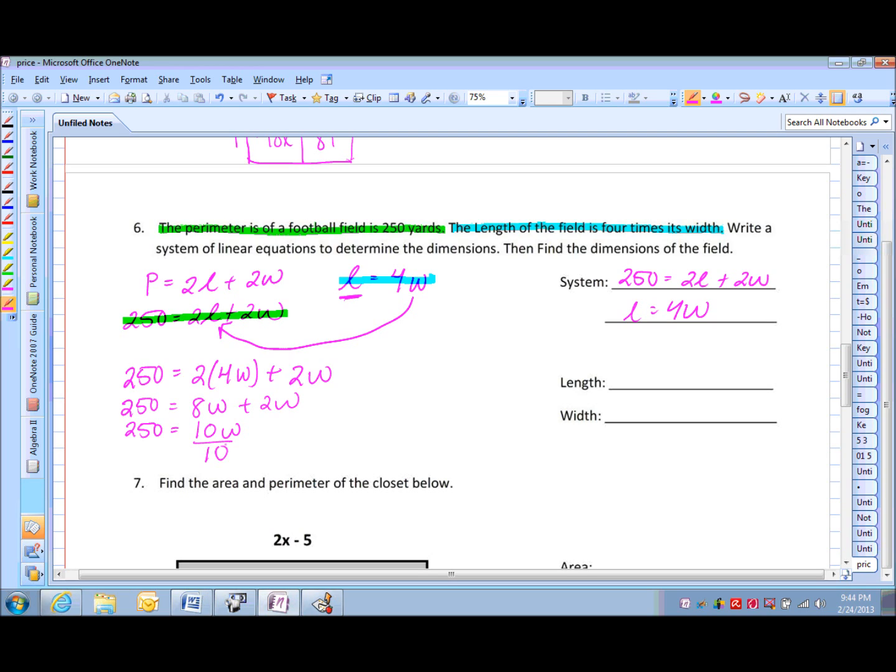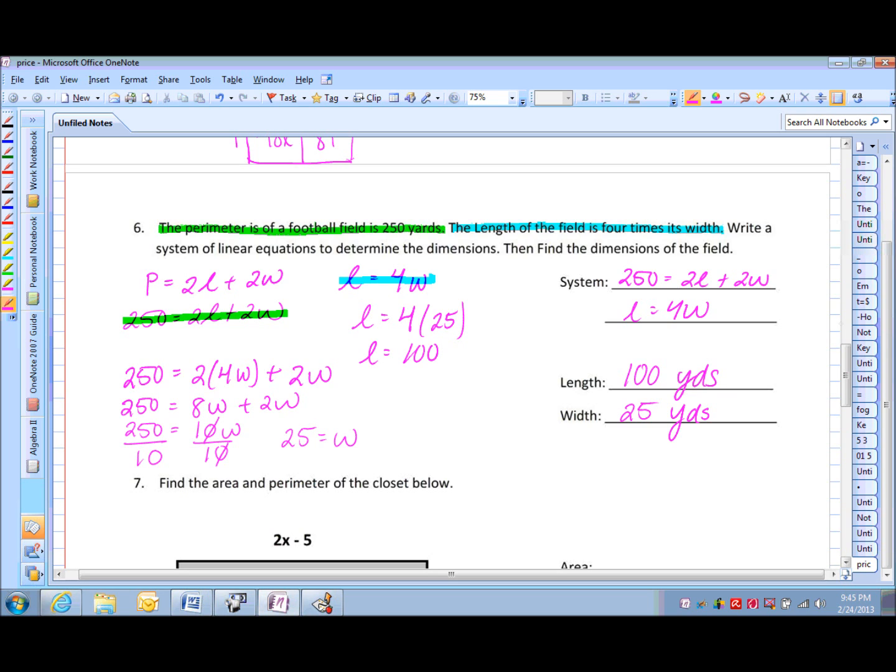Now I can divide both sides by 10, and I end up with 25 is equal to W. The width is 25 yards. Now I can take the value that I found for the width and plug it into the second equation. The length is equal to 4 times the width, and now I know my width is 25. So the length is 4 times 25, which is 100. So my length is 100 yards.